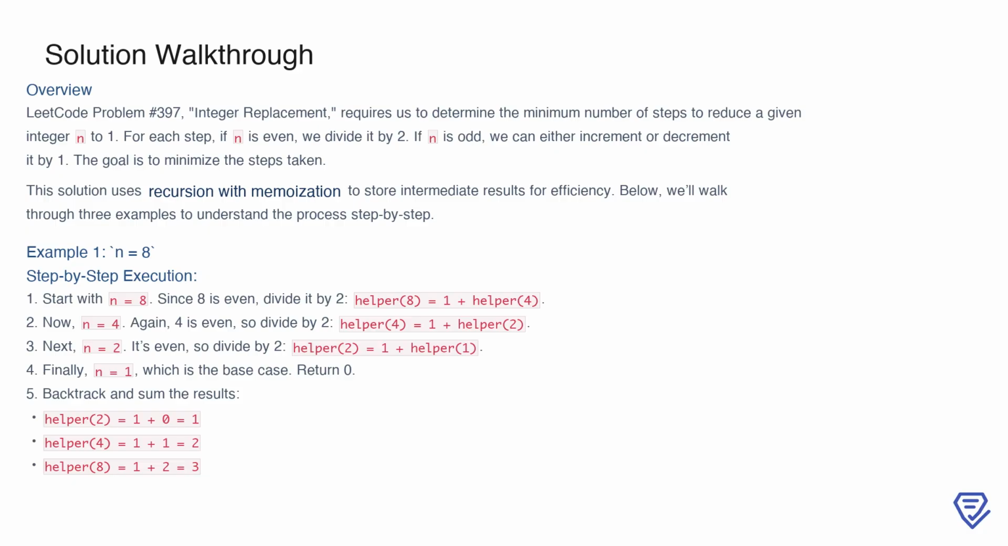Take n equals 8. Since 8 is even, we divide it by 2. This gives us helper 8 equals 1 plus helper 4. Next, with n equals 4, we again divide by 2 to get helper 4 equals 1 plus helper 2. Continuing, n equals 2 is also even, so we divide by 2, helper 2 equals 1 plus helper 1. Now, when n equals 1, we reach the base case of our recursion and return 0. Backtracking through these calculations, we find helper 2 equals 1, helper 4 equals 2, and helper 8 equals 3. Thus, the minimum number of steps to reduce 8 to 1 is 3.